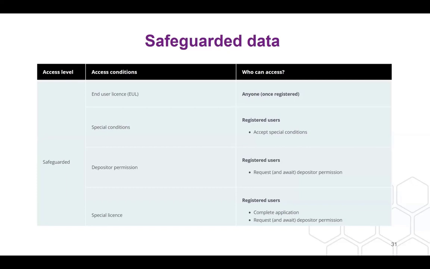As we can see on the table, there are different access conditions for safeguarded data, but who can access? The main condition to access any data under this category is to first be registered. Most of the safeguarded data sets are available under the end user license as soon as you are a registered user. Some you need to be registered and accept that.